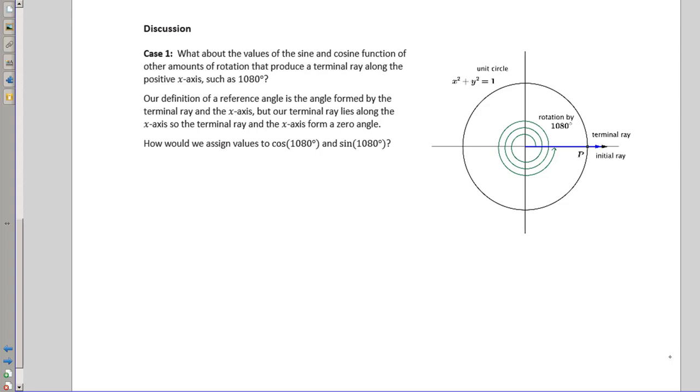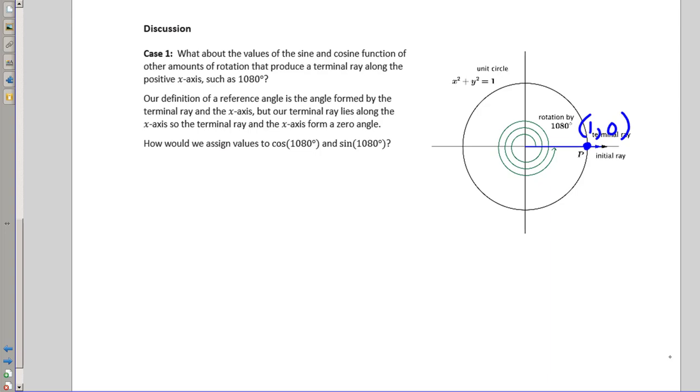Okay, so based on all of the work that we've done, now let's take a look at something like the sine and cosine of an angle that has a measure of 1080. By definition, a reference angle is the positive acute angle formed by the x-axis and the terminal side. Well, what happens if the terminal ray lies on the x-axis? Well, if that's here, we can identify that point, because we're talking about the unit circle, that's the point 1, 0.